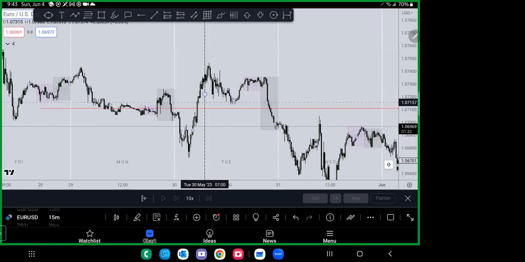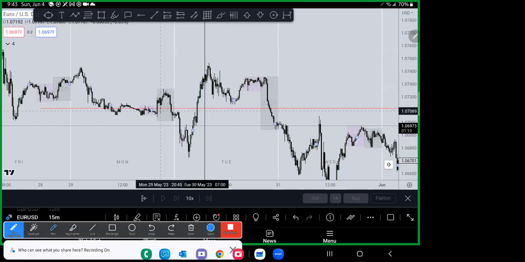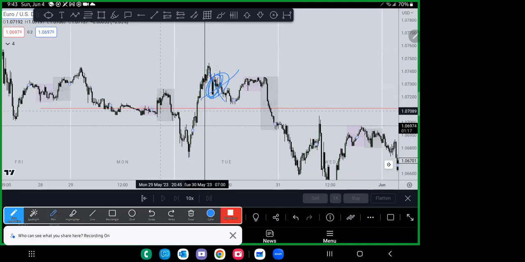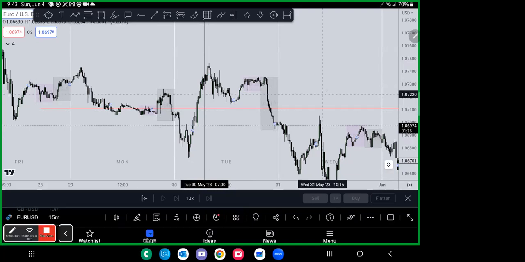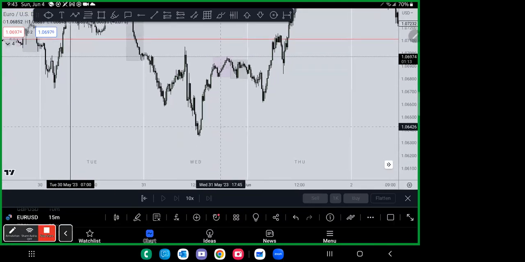And what I'm thinking is I want to see protraction in the opposite direction of where I want price to go. And then I want to see price induce under the 7 a.m. opening price. But this day was a dead day. We didn't get much. New York is off the table. Fine. We go to Wednesday.